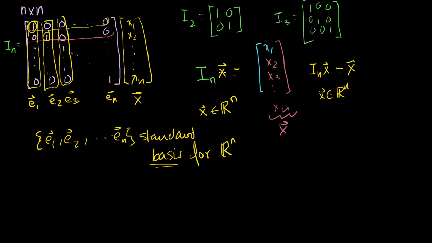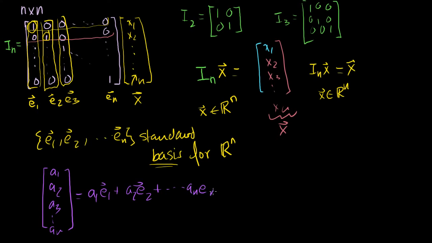just really have to pick a vector you want to construct. Let's say you want to construct the vector a1, a2, a3, all the way down to an. So this is some member of Rn. Well, the linear combination that would get you this is literally a1 times e1 plus a2 times e2 plus all the way to an times en.